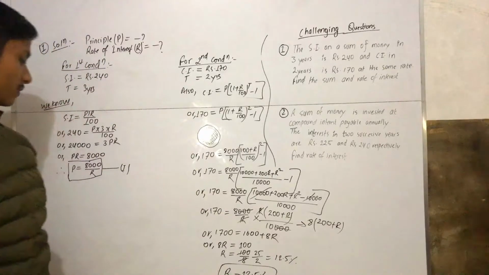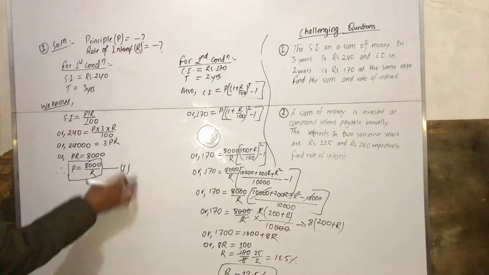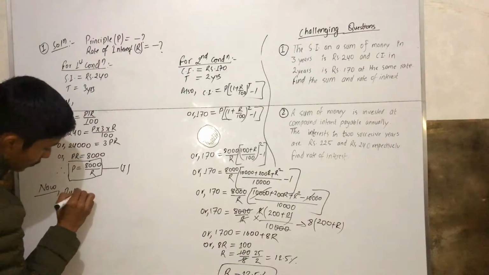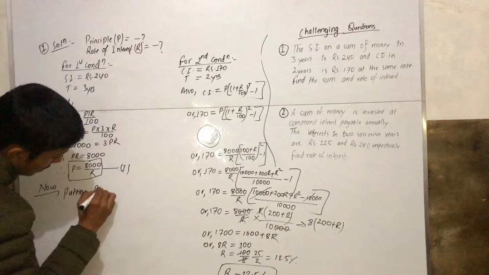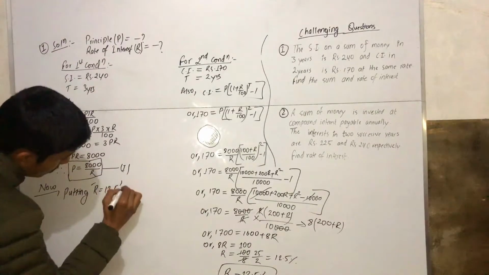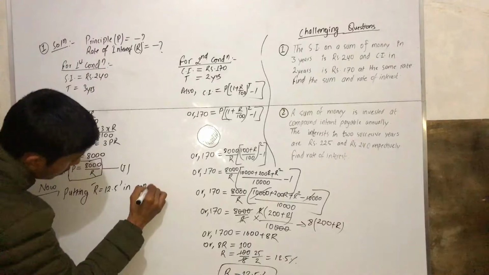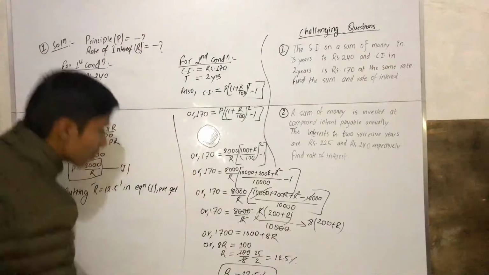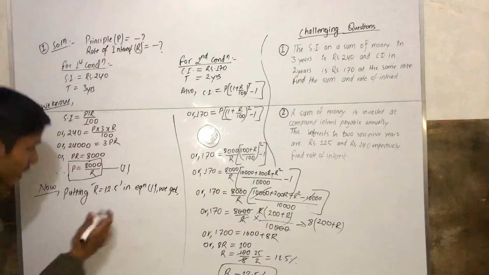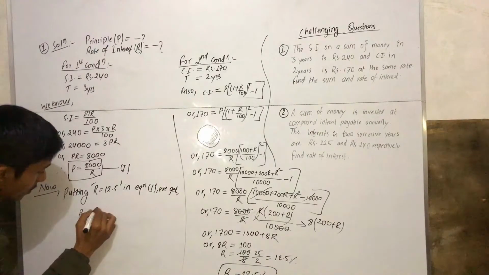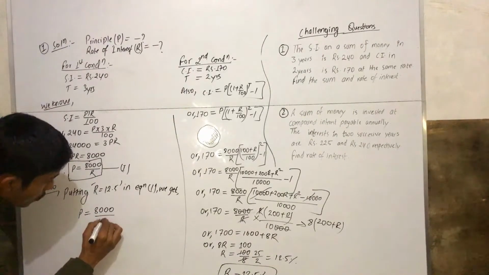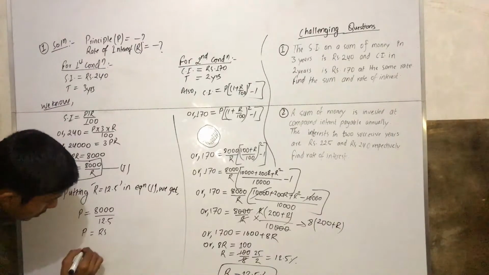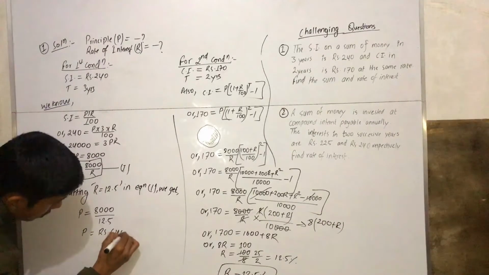Now we put the value of R in equation 1. Putting R equal to 12.5 in equation 1, what do we get? P is equal to 8,000 by 12.5. We get P is equal to Rs 640.